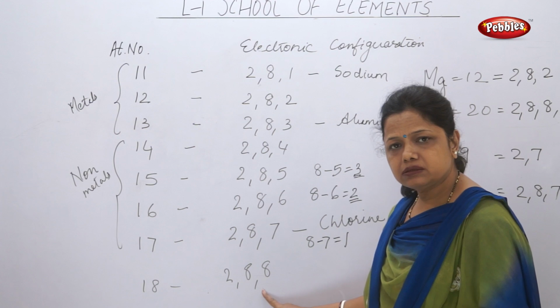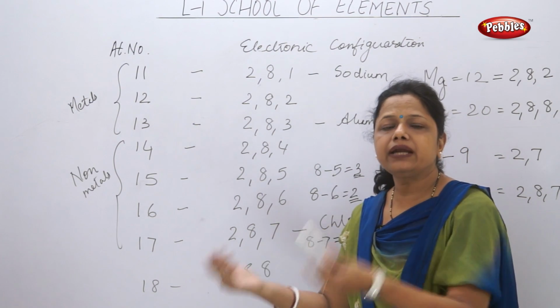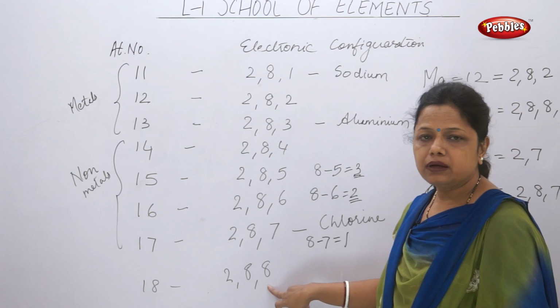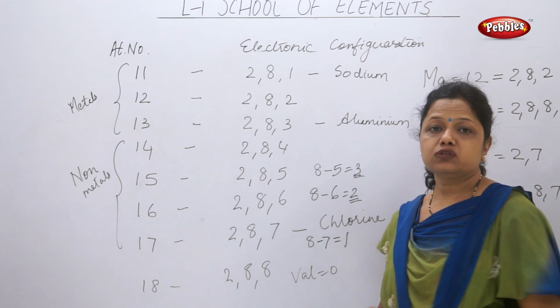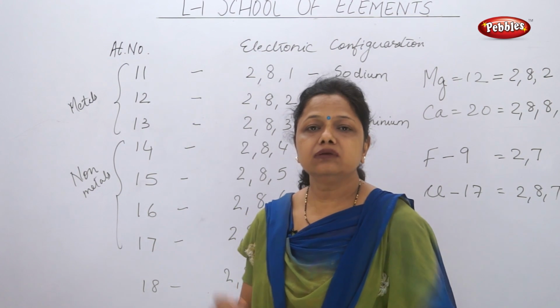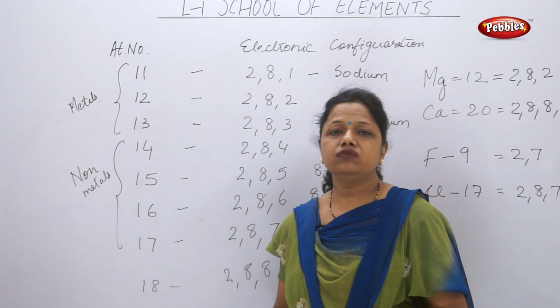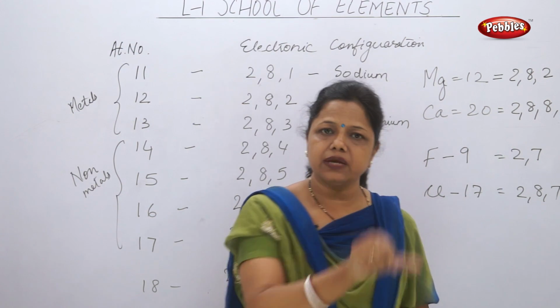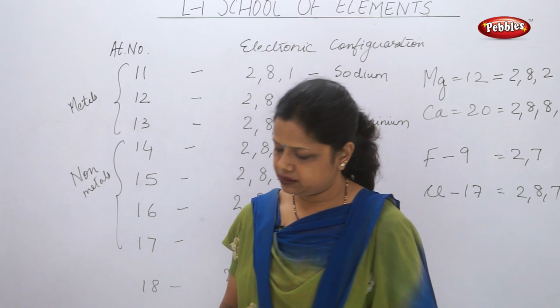What about this? Here 2, 8, 8. That means there is no need of giving and taking. Already it is stable. So here the valency is 0. So if you are asked, where do you find the valency 0? You will say the valency is 0 in case of inert gases, which are present in the last group, the group of inert gases.